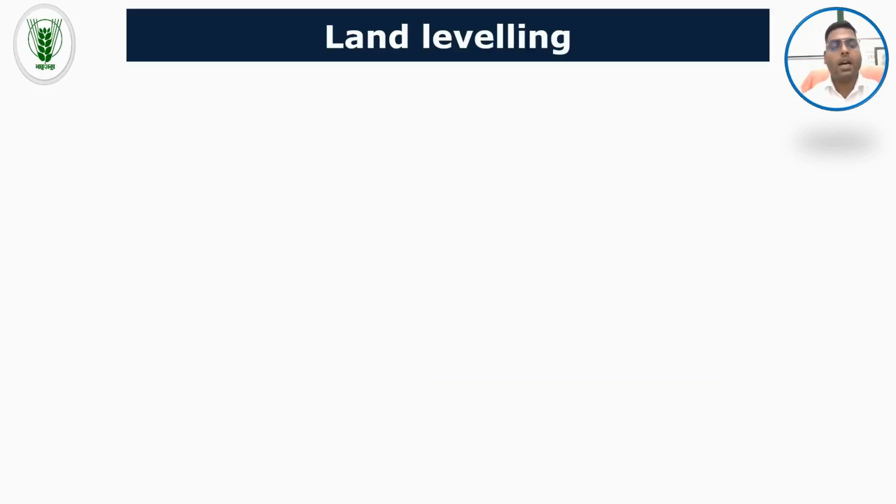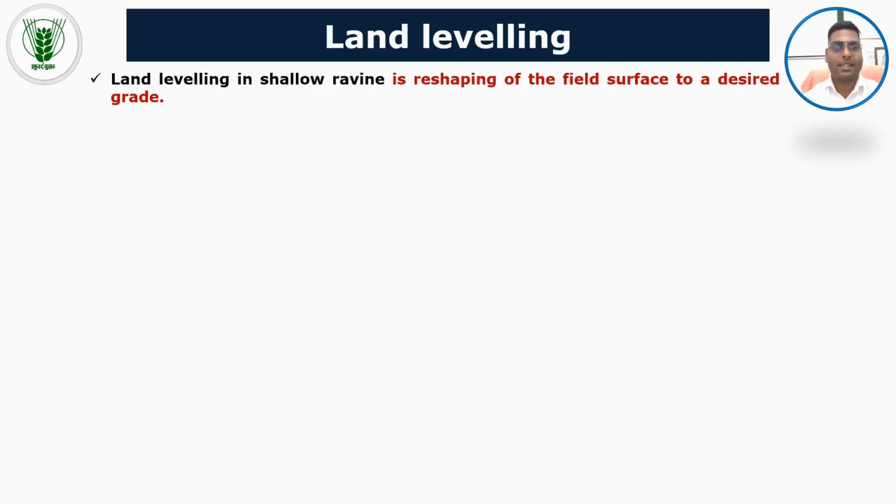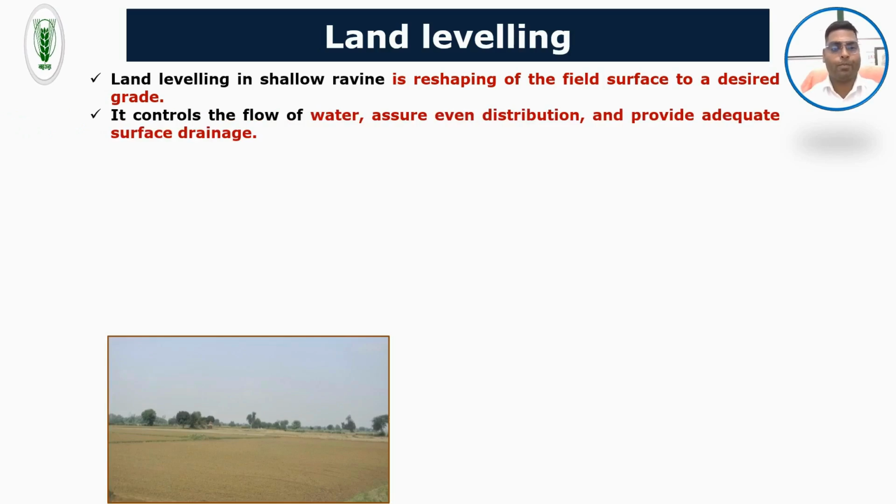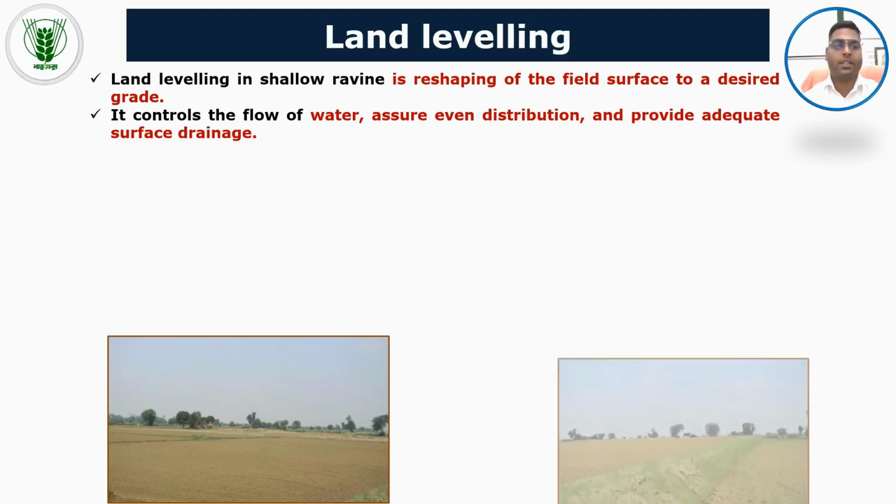Land leveling is another approach to manage the shallow ravines. Land leveling is reshaping of the field surface to a desired slope. It controls the flow of water and assures even distribution and provides adequate surface drainage.